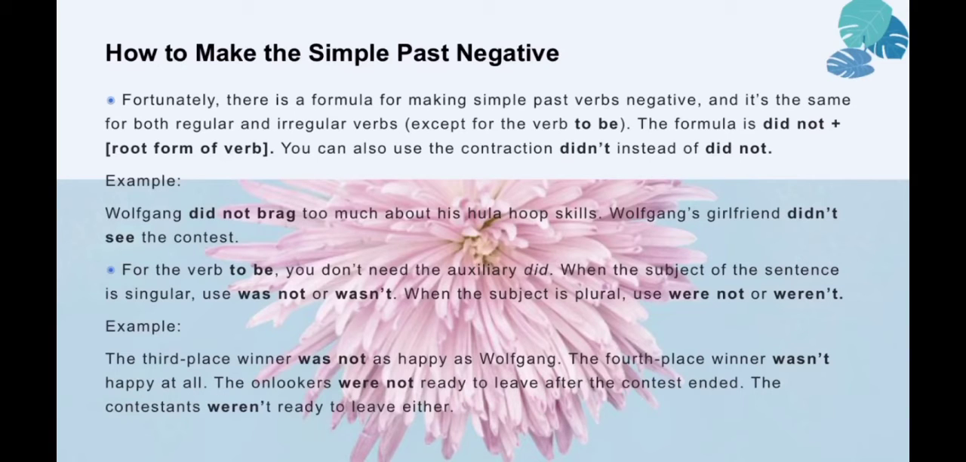Example, the third place winner was not as happy as Wolfgang. The fourth place winner wasn't happy at all. The onlookers were not ready to leave after the contest ended. The contestants weren't ready to leave either.